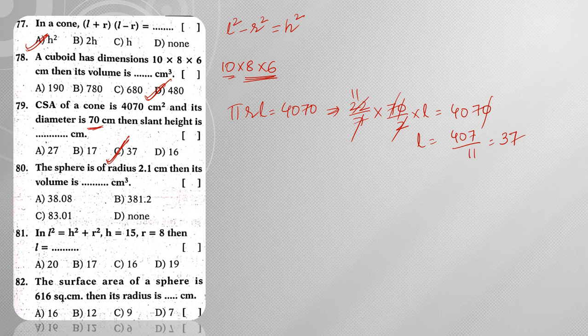Next, the radius of a sphere is 2.1. So radius I can write as 21 by 10. Then its volume is, so volume of a sphere is given by 4/3 pi r cube, which is 4 by 3 into 22 by 7 into 21 by 10 into 21 by 10 into 21 by 10. So 3 7s are 21. So that got cancelled. Now finally, 4 22s, 88 into 441. So 21 square is 441.